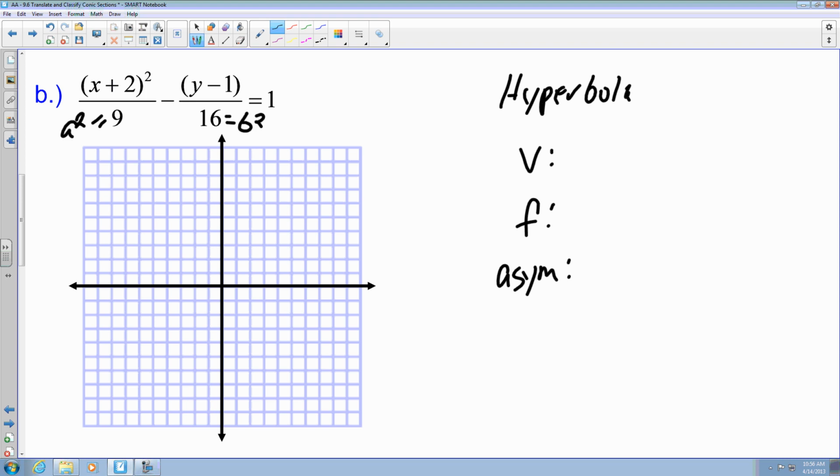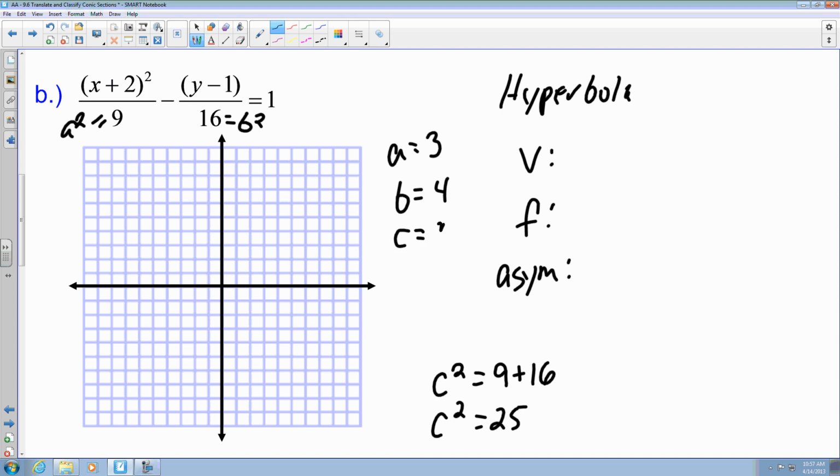So a is 3, and b is 4. To find c, I can go c squared equals 9 plus 16. So I get c squared equals 25. So c equals 5. Okay. Now, there's a shifting here. So my h is -2, and my k is at 1. So that means my center point of this hyperbola is at -2, comma 1.